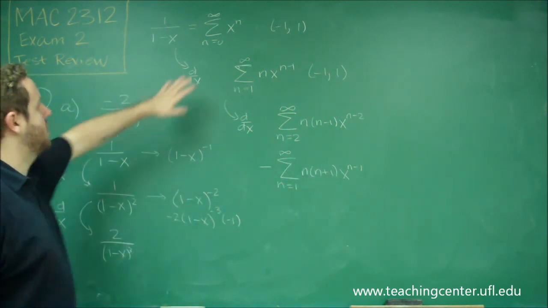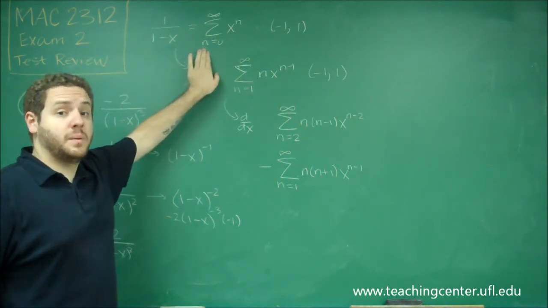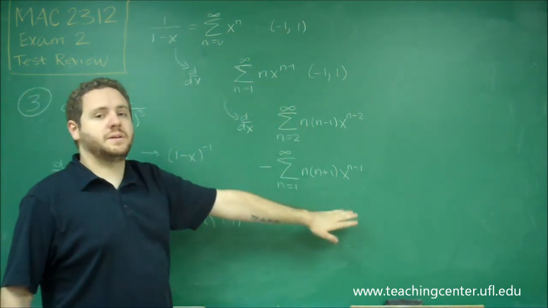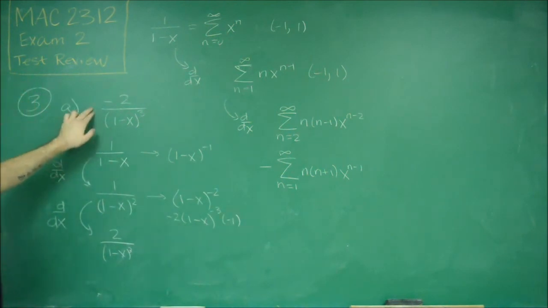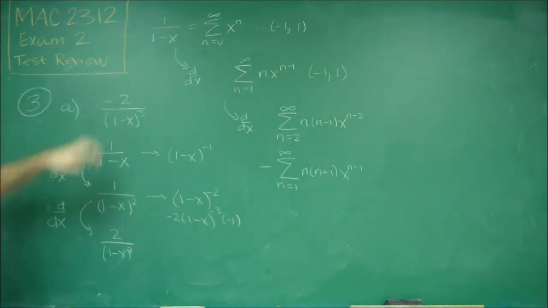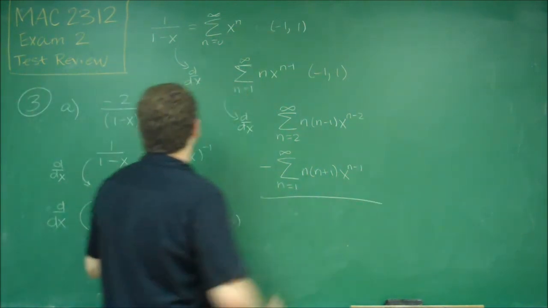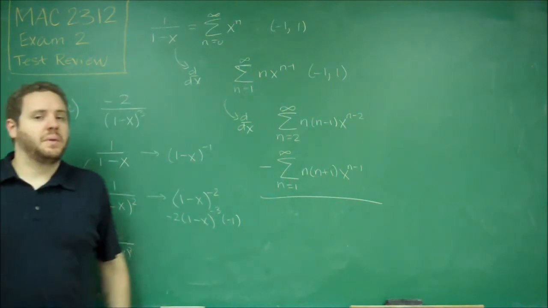So what we did here is we started with the series that you should have memorized, took 2 derivatives, and put a negative sign in front, and that gave us the series representation for the function negative 2 over 1 minus x cubed.